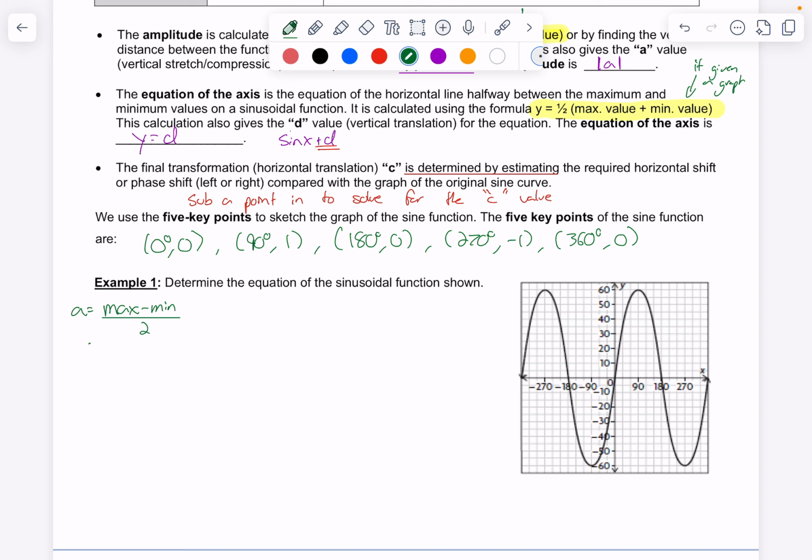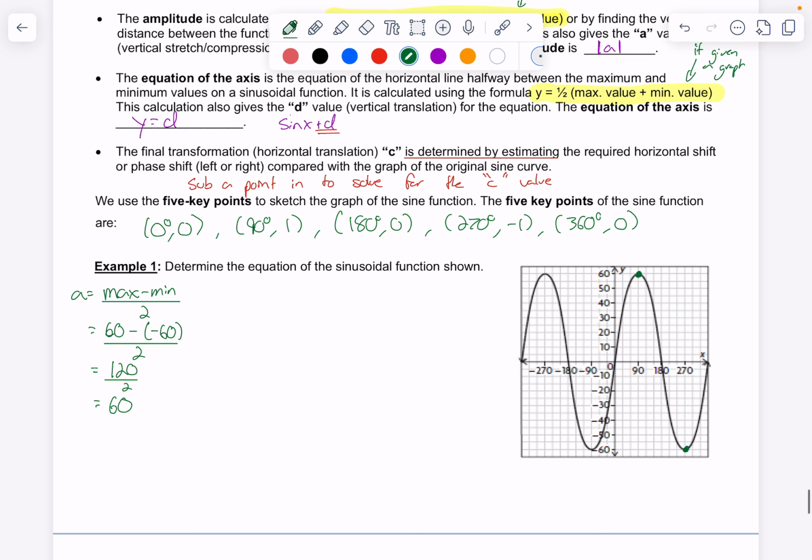So look at your graph and say, well, what is my maximum? Well, right here, that's the peak, that's the max, and that's at a value of 60. What's the min? Well, down here, I look at it and I say, oh, that's minus 60. So 60 minus minus 60. Just be careful with your negatives there, okay? All over 2. So up top, you're going to get 120. Divide that by 2, and you'll get 60. Now, we don't know the units because they haven't given us anything, so it's just 60.